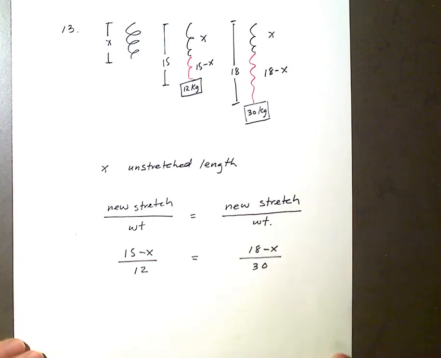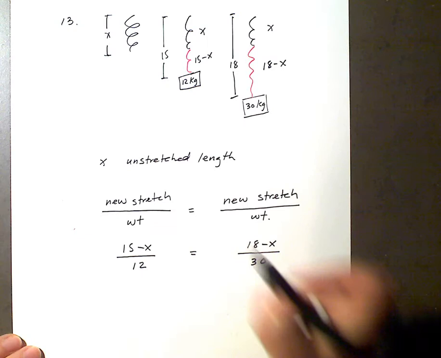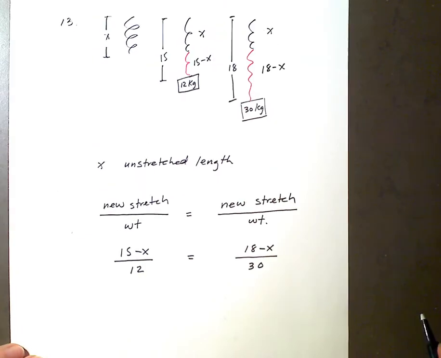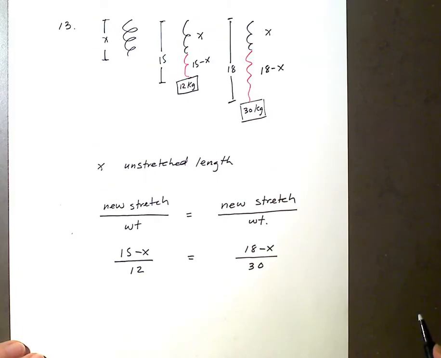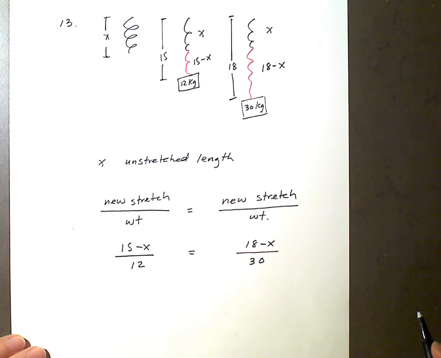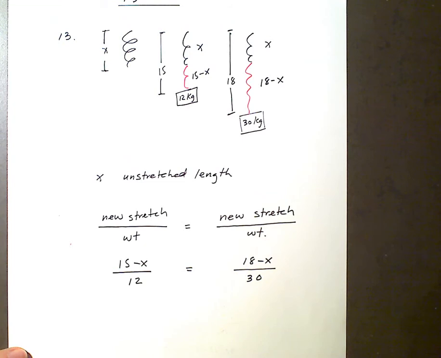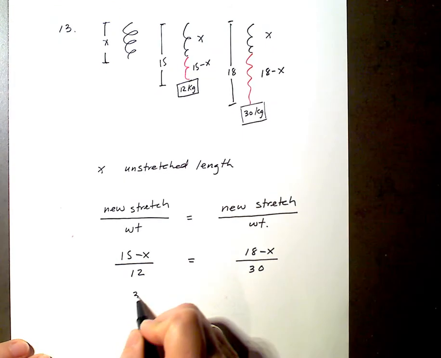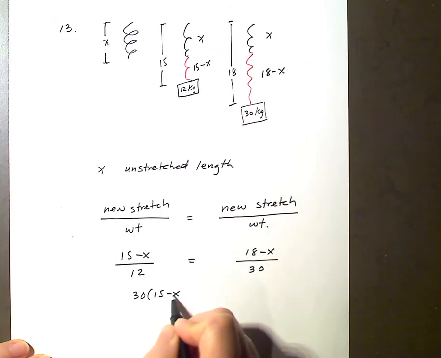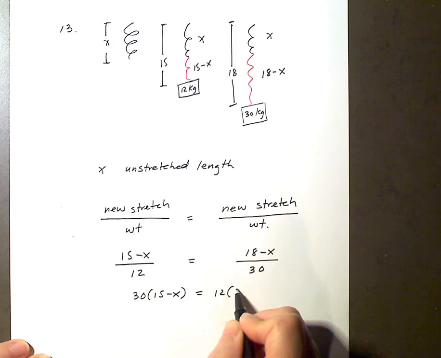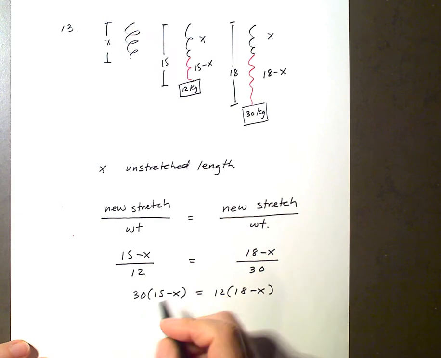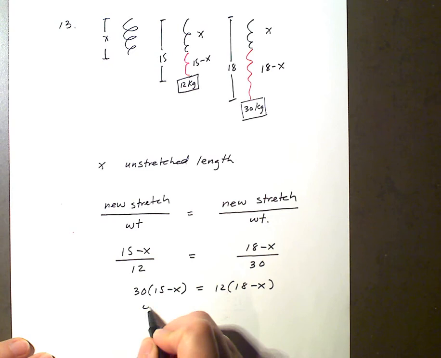And that's going to allow me to solve for X, I think, the unstretched version, just trying to work with one variable. So this is where obviously the stretch and the weight are proportional to each other. So cross multiplying, 30 times (15 minus X) is 12 times (18 minus X).